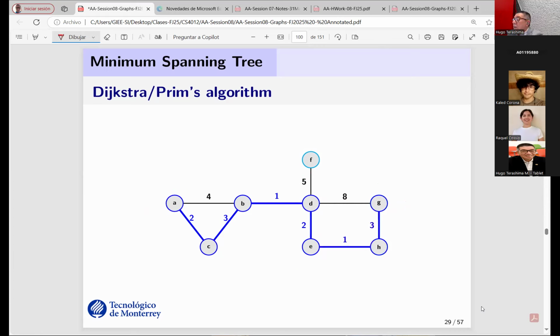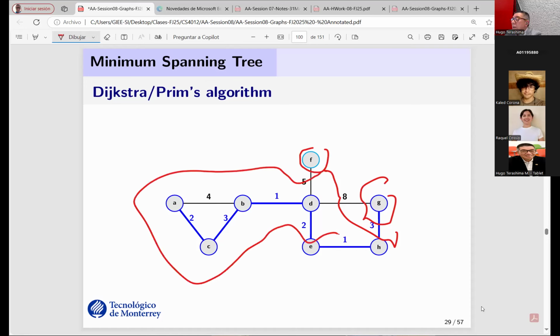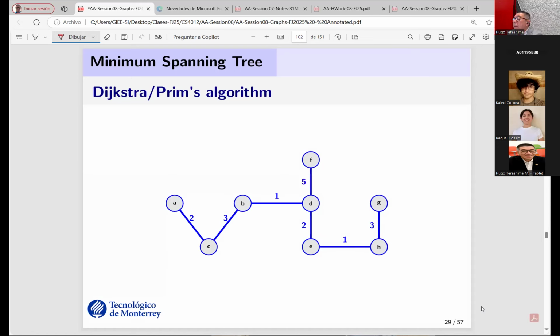And then you choose this one, right? Well, yeah, this is a frontier also, right? And then at the end, you include F, right? So this is the minimum spanning tree, right? Obtained with the Dijkstra-Prim algorithm.